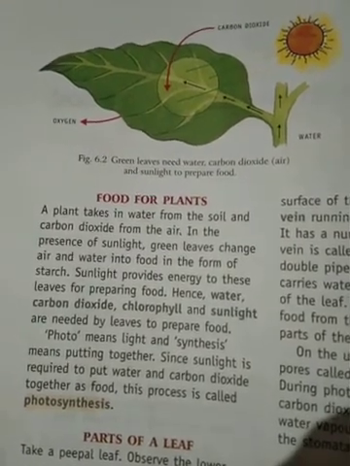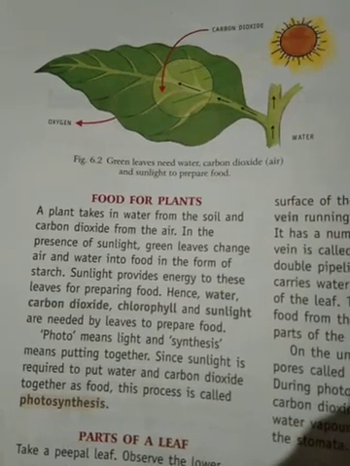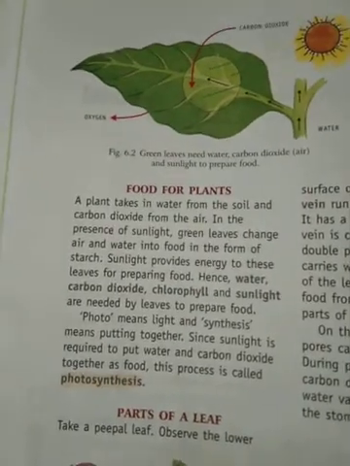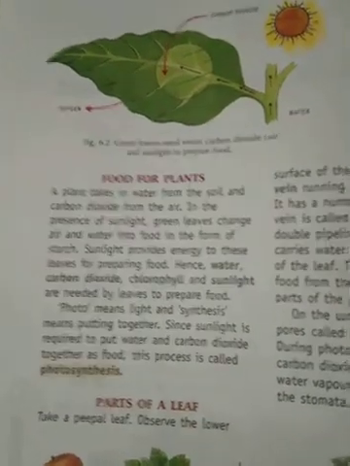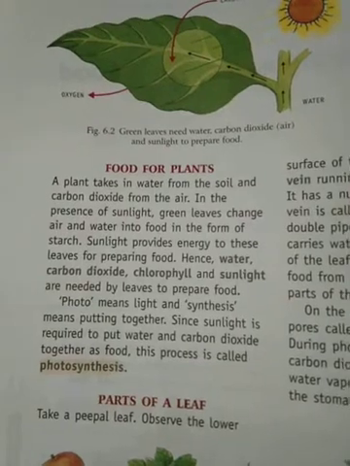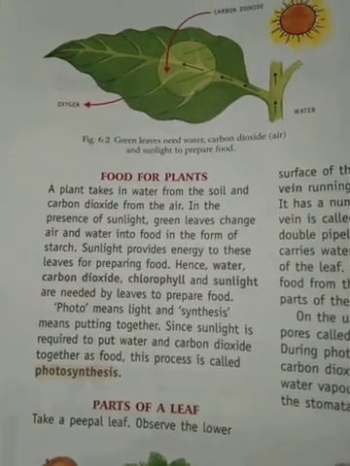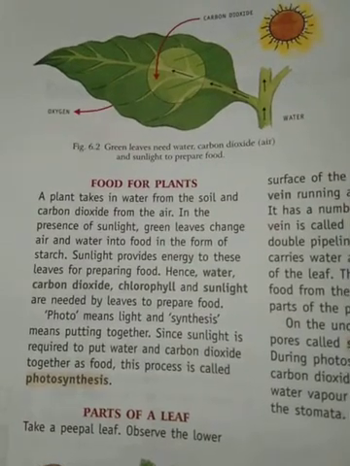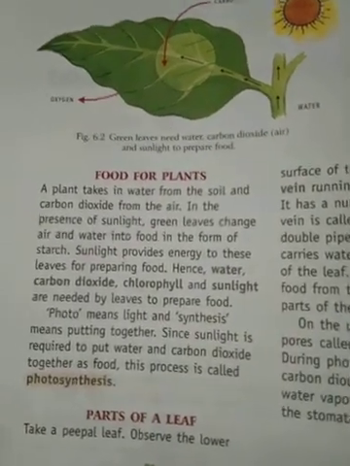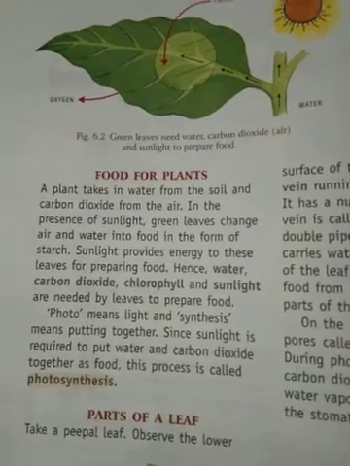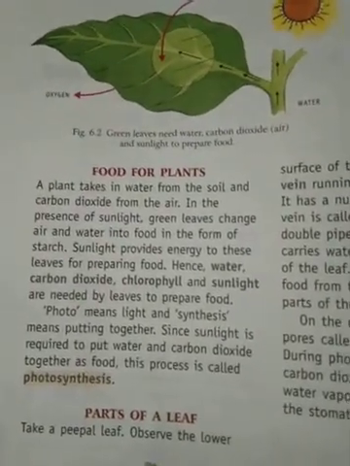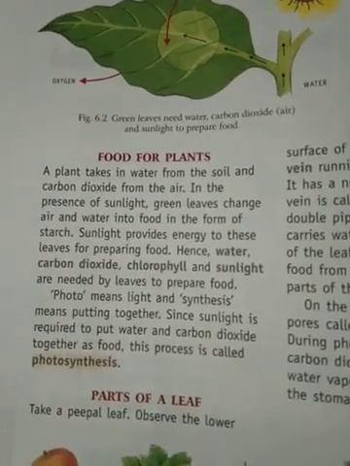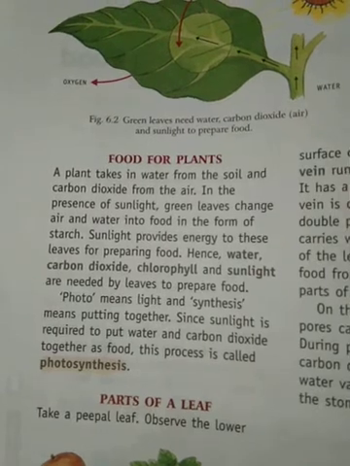Hence water, carbon dioxide, chlorophyll and sunlight are needed by leaves to prepare food. So these are the important components that are needed to prepare food. Understood? You have to remember this. Water, carbon dioxide, chlorophyll and sunlight are needed by the leaf to prepare food. What are the components? They might ask. What are the components for preparation of food by the leaf? These are the components.